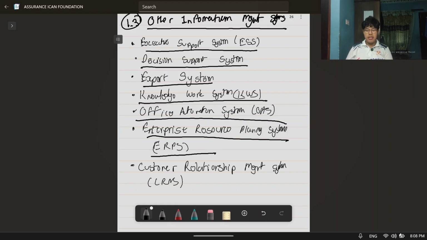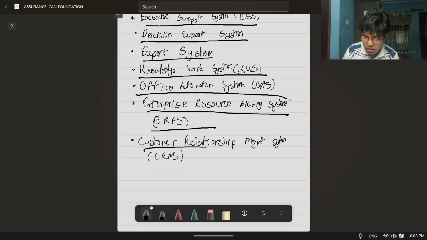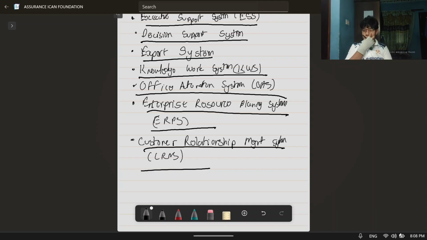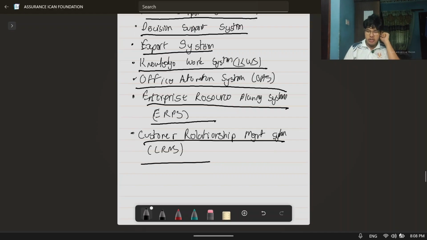So enterprise resource planning system is a system that integrates all the departments of an organization like HR, finance, marketing, and every department. And then we have got customer relationship management system. This is a management system that maintains customer relationship by recording and storing customer information for personalized advertisement, personalized offers, and overall maintaining the relationship between the customer and the organization.